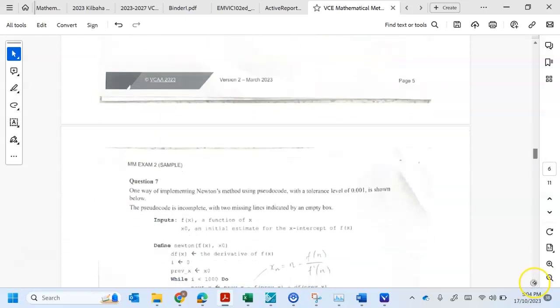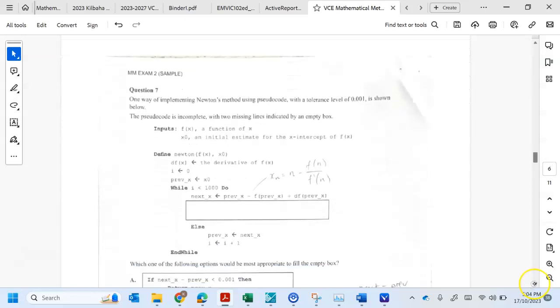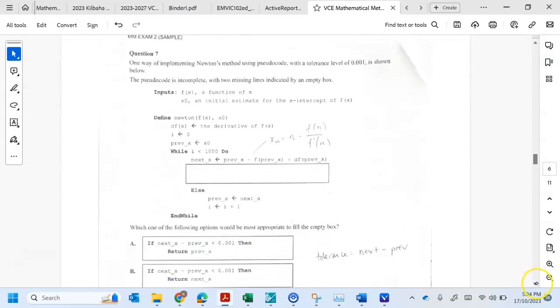And I think I've done that question before. Oh, we got another one. Okay, so this one is different again. And we've got Newton's method of approximation. This time we're looking at tolerance levels.